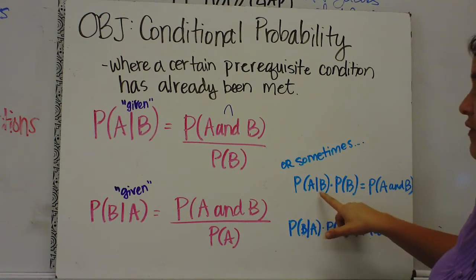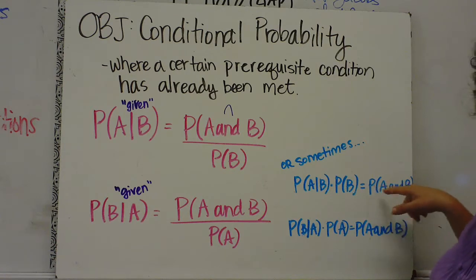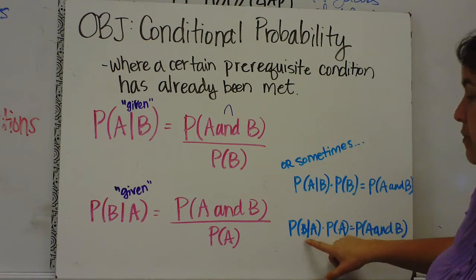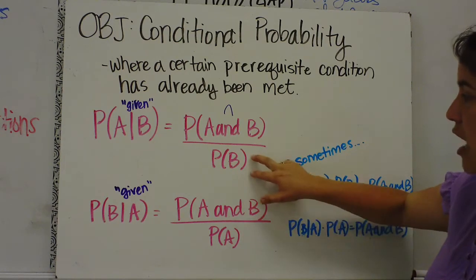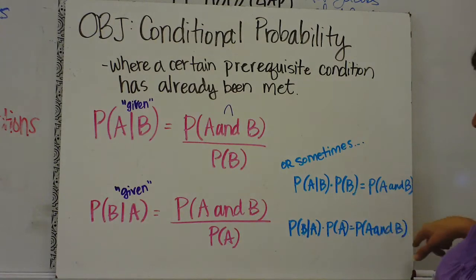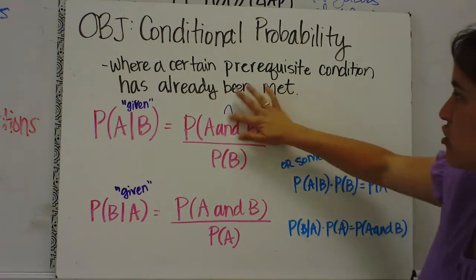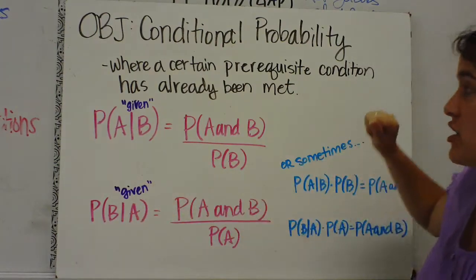The probability of A given B times the probability of B is equal to the intersection. The probability of B given A times the probability of A. So see, just this denominator is moved over here. And that's equal to the probability of the intersection. So I'm going to show you how to find conditional probability.